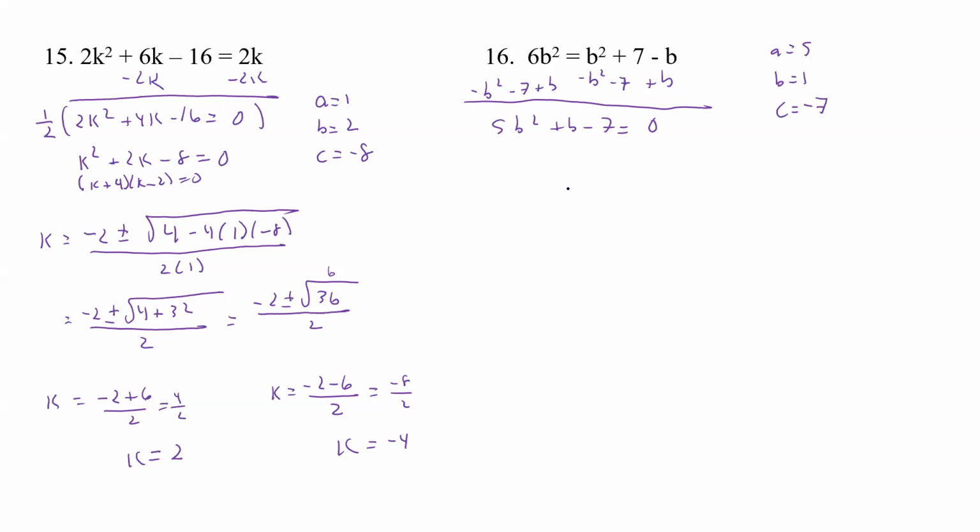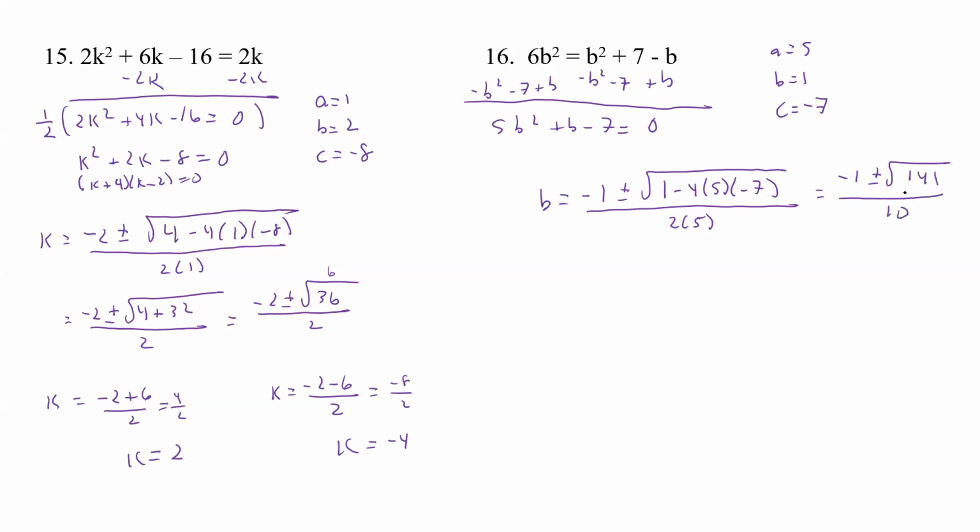Okay, what do we get from that? Well, b equals -1 plus or minus the square root. Well, 1 squared is 1 minus 4 times a, which is 5, times c, which is -7, all over, and then we have 2 times 5. Okay, well, what do we get here? Well, here we have 20 times 7, so that's going to be 140, and so that's going to be -1 plus or minus the square root. And 140 plus 1, so that's going to be 141 all over 10.